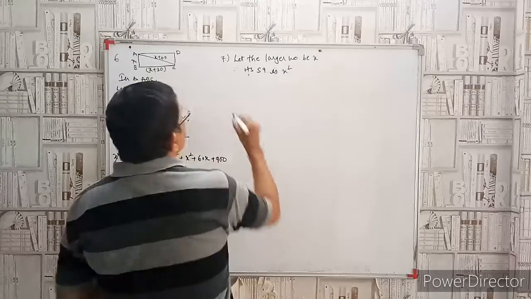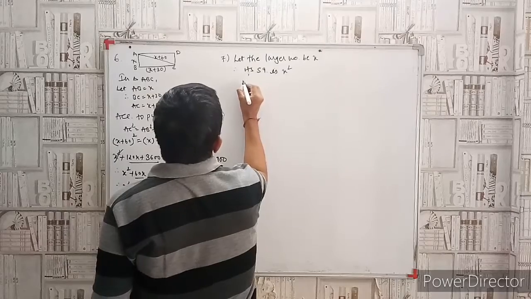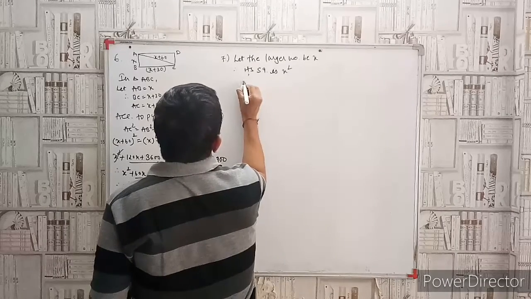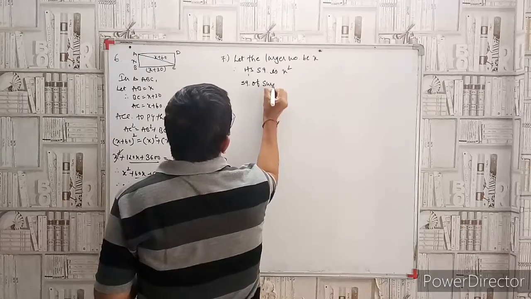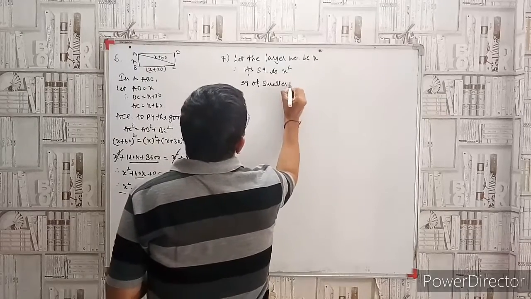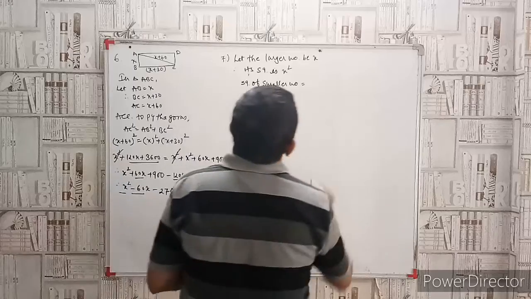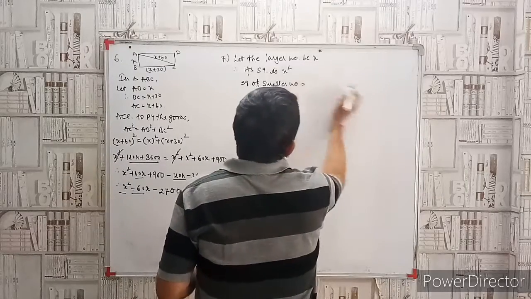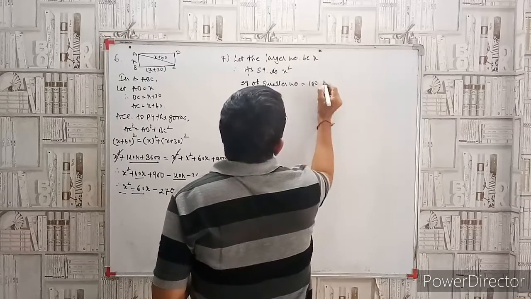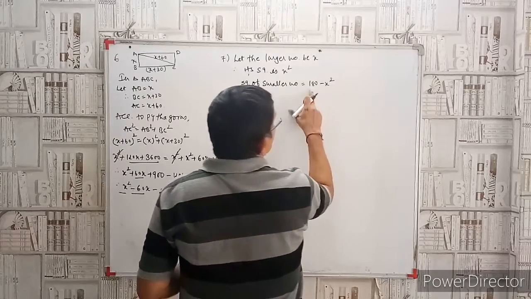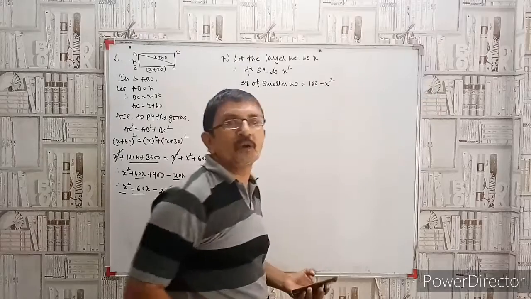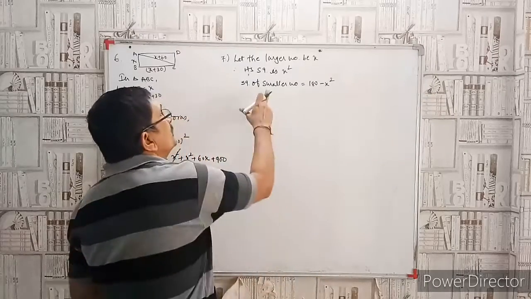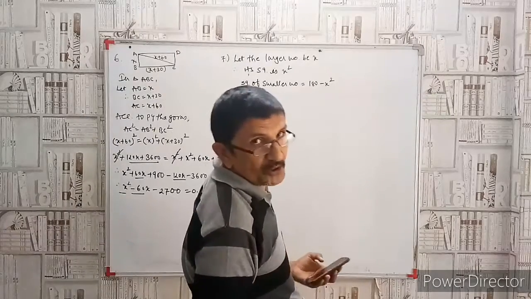Okay, so the square of the smaller number will be how much? The difference of the squares of the two numbers is 180. So from 180, if we remove the square of the first, larger number, by subtracting it, it will give the square of the smaller number.